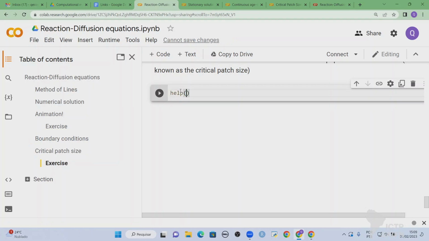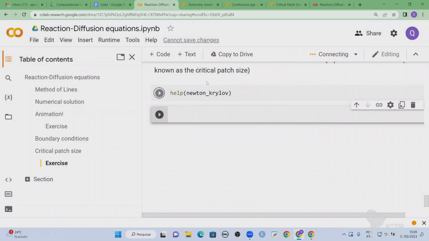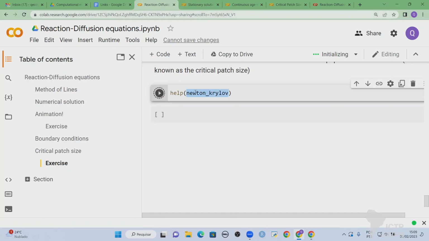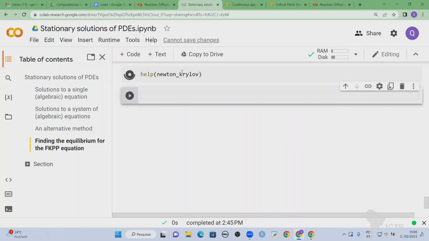So let me look at the help for Newton log, okay? Oops, this is not the one I was running, so it doesn't know this function, sorry. It was over here, right? Yeah, here it is, the help function.